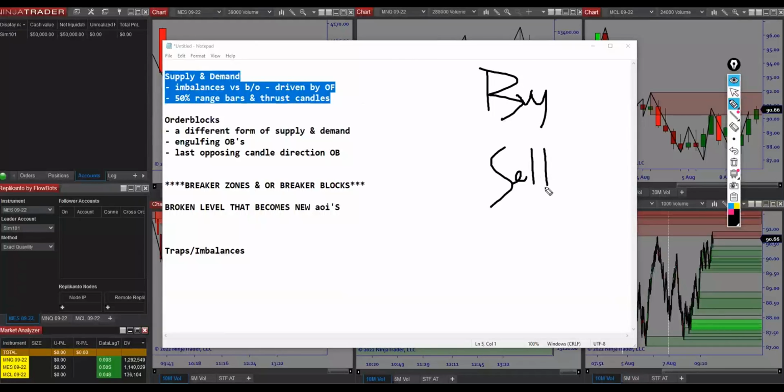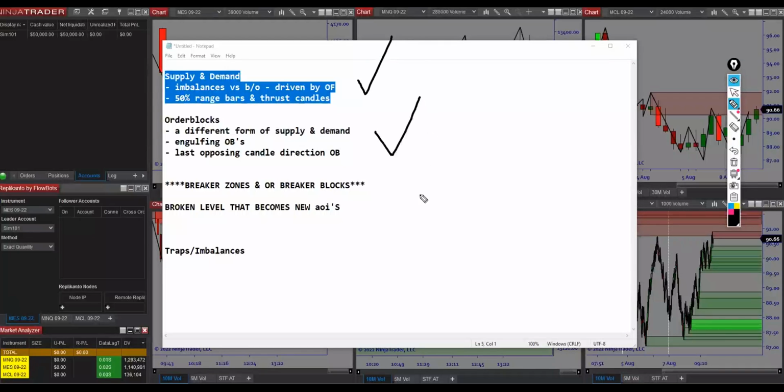AOI means area of interest, Richard. All we care about is whether we want to be buying it or selling it. That can mean I'm going to buy or sell a good level of supply or demand, or I'm going to use an order block, or I'm going to use a broken level that becomes a new area of interest. These are all opportunities that can be utilized when you have somebody that can teach you the right way to do it.